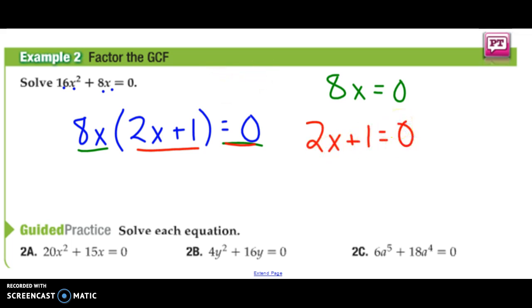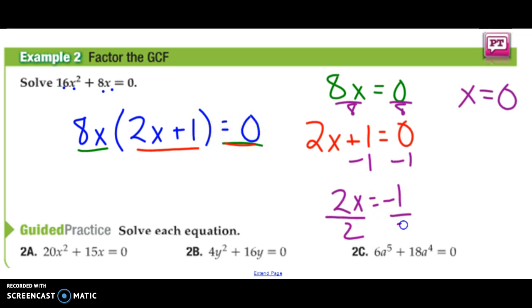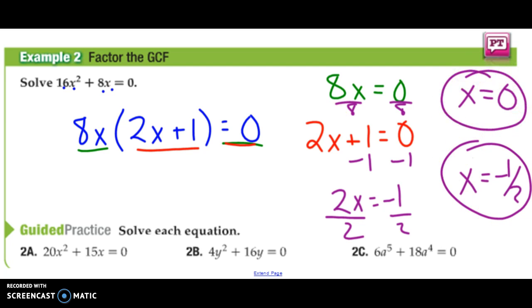Okay? And so I'm going to get two unique different answers right here for x. So what I'm going to do is if I divide by 8, 0 divided by 8 is just 0. So x can either be 0, or I subtract 1, and so I get 2x is equal to negative 1, and then divide by 2, and so x is equal to negative 1/2. So the two possible answers for my x that would make this equation equal to 0 would either be 0 or negative 1/2.